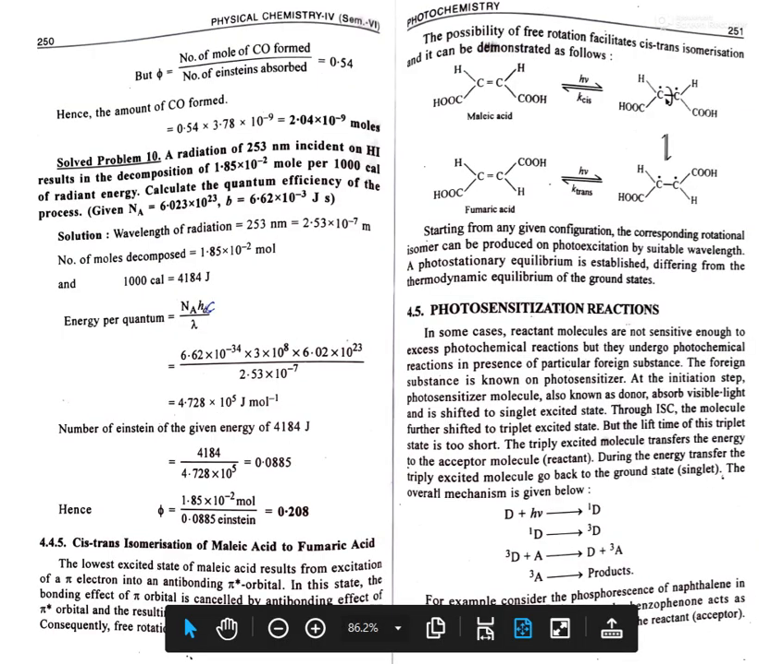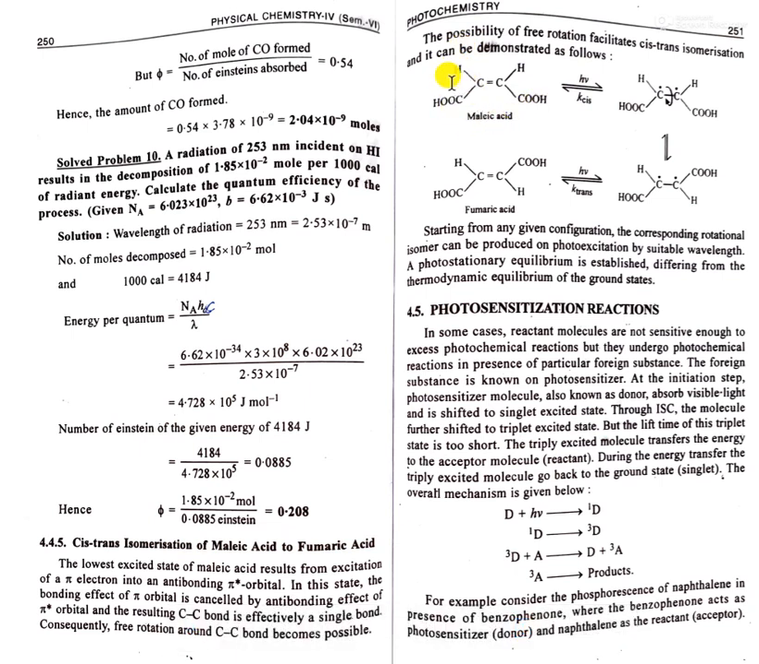You have to work out these problems by yourself, and we'll come to the next section. There is cis-trans isomerization of malic acid to fumaric acid. So how is this possible? We know the chemical structure of malic acid. In malic acid, the two carboxyl groups are on the same side, and these carbons are connected by a pi bond.